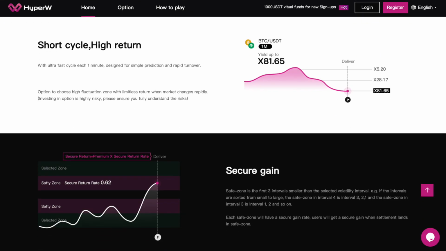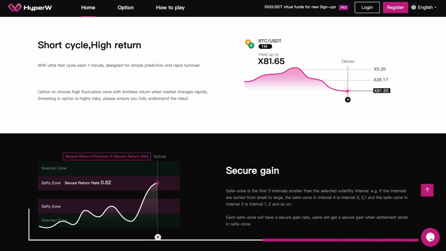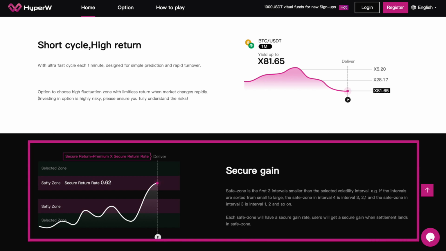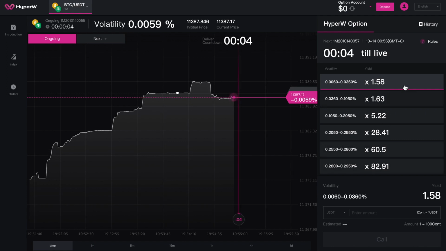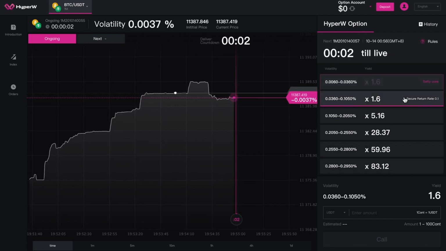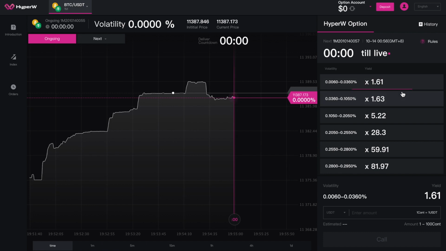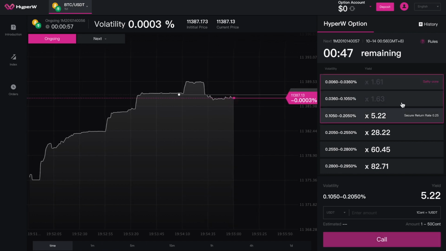Moreover, for convenience, the development team has created a so-called safe zone, which includes the first 3 smaller volatility intervals from the interval you directly selected. In other words, the whole principle of action in HyperW is to look at the chart and to try to predict the future value of volatility.